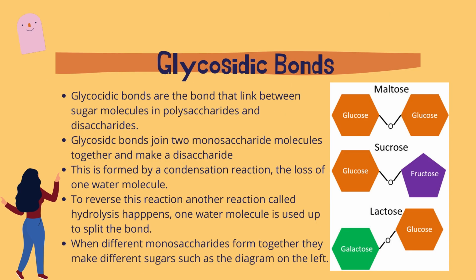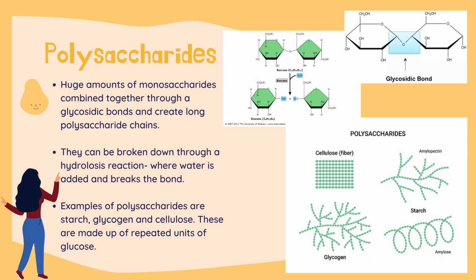below. Glycosidic bonds combine two monosaccharides together, which make a disaccharide. There are three disaccharides. These are maltose, sucrose, and lactose. The bonds are formed by a condensation reaction that occurs when a water molecule is lost. The reverse reaction of this is called hydrolysis, which can split this bond by using a water molecule, and it also releases energy. Monosaccharide molecules form together and make long polysaccharide chains, which are also insoluble storage molecules.